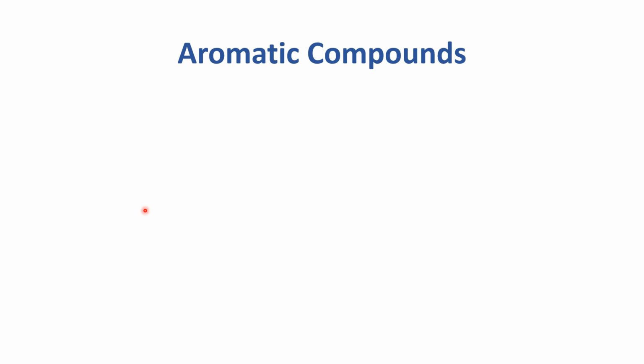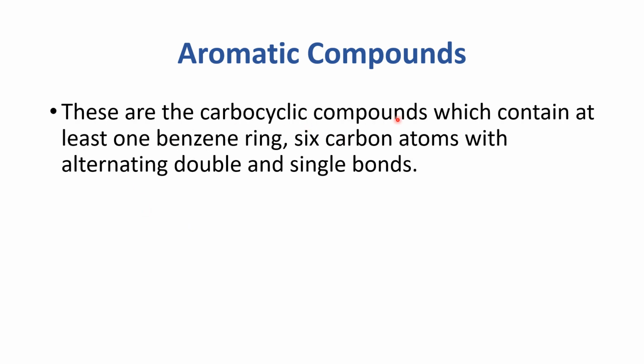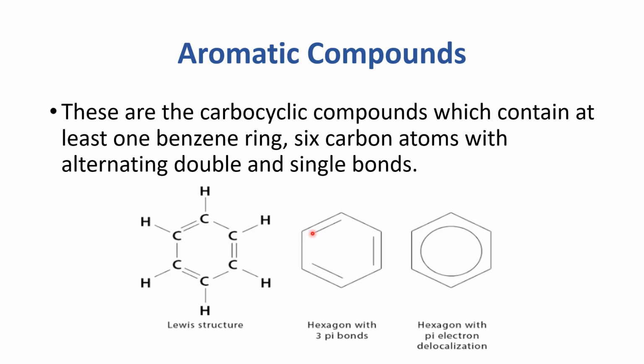Next are the aromatic compounds. These are the carbocyclic compounds which contain at least one benzene ring. A benzene ring is 6 carbon atoms with alternating double and single bonds. So here we have the benzene structure.